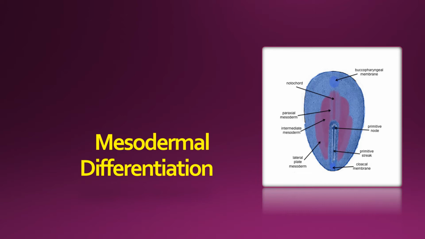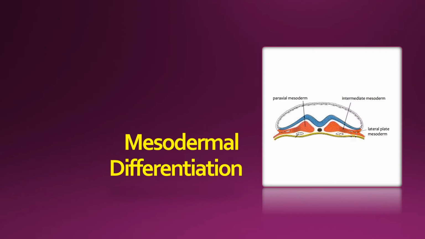Now when we see the cross section of the pear-shaped germ disc, we can see the three differentiating layers from the mesoderm. The most medial one is the paraxial mesoderm, the center part is the intermediate mesoderm, and the lateral one is the lateral plate mesoderm. So these three structures we can see on either side of the notochord.